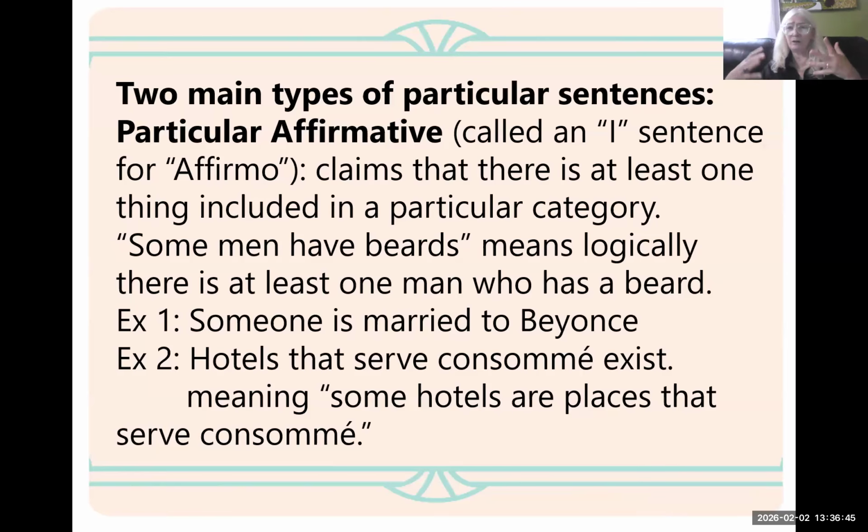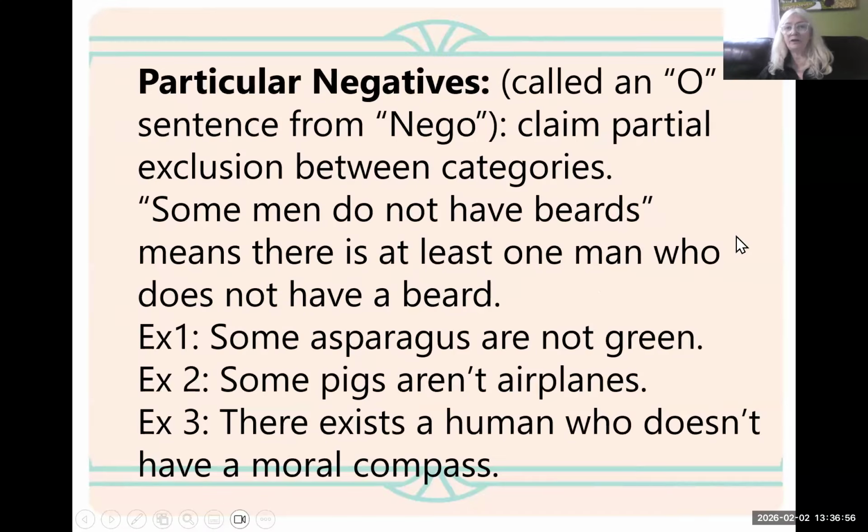Whenever I say "which means this," we will say it in standard form. I'll teach you how to do standard form as well. I just want to introduce you to it early. A particular negative, again, this one comes from nego, so it's the O sentence. A particular negative is an O sentence. These claim partial exclusion between categories.